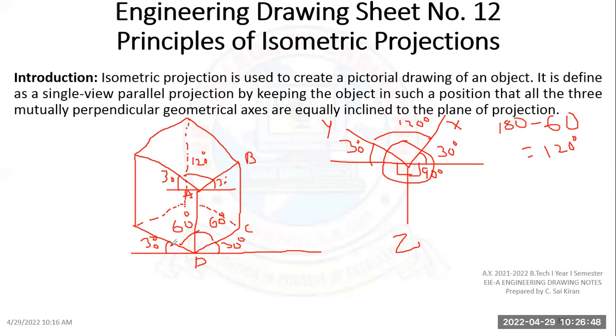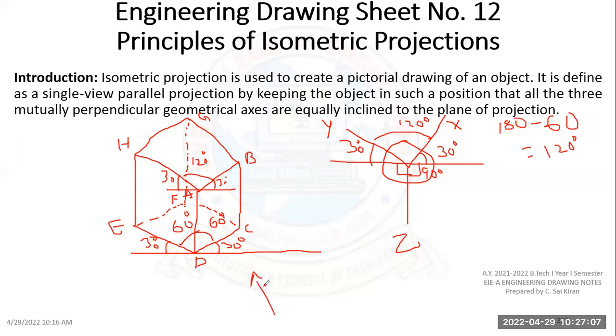A, B, C, D. Next, this will be your E. This intersection point will be your F. This will be your G, and this will be your H. Okay. So this is the actual representation of isometric view, where you can see the front view.